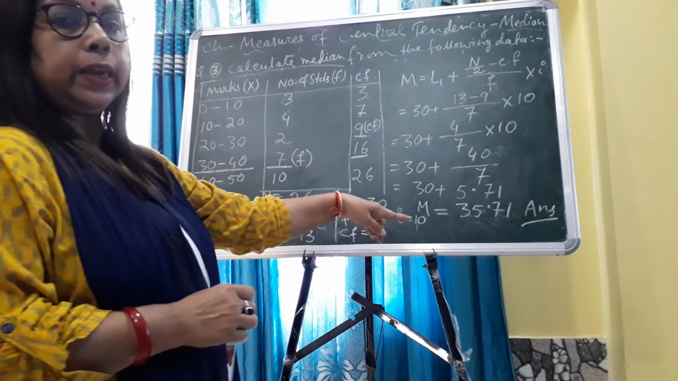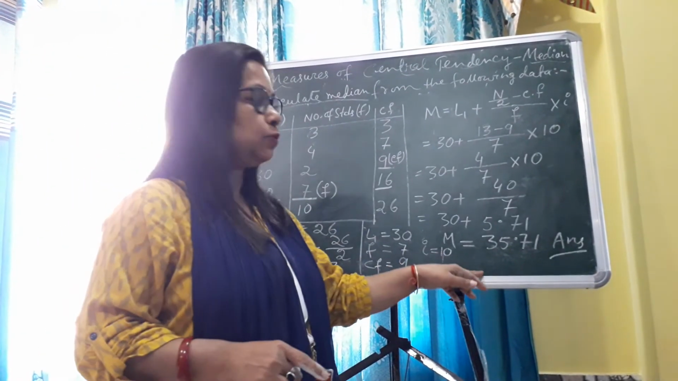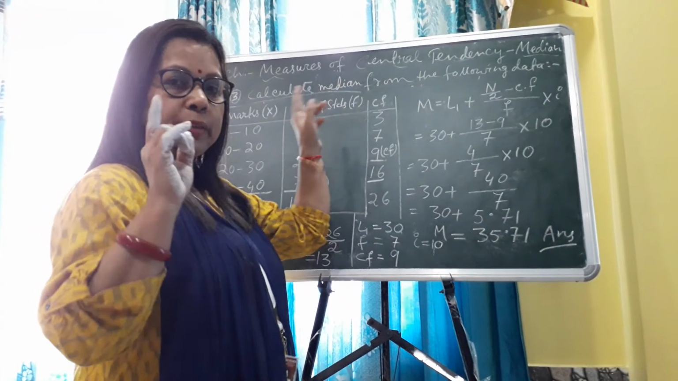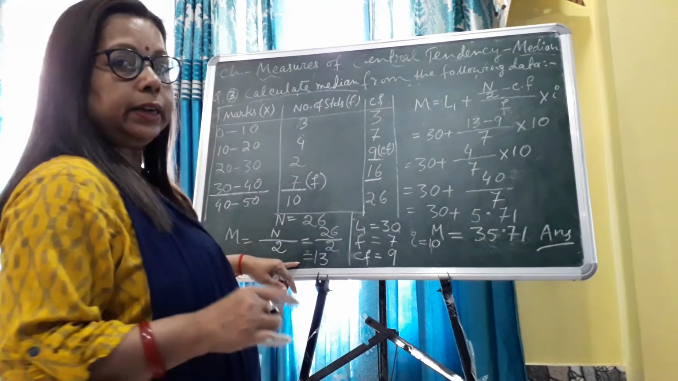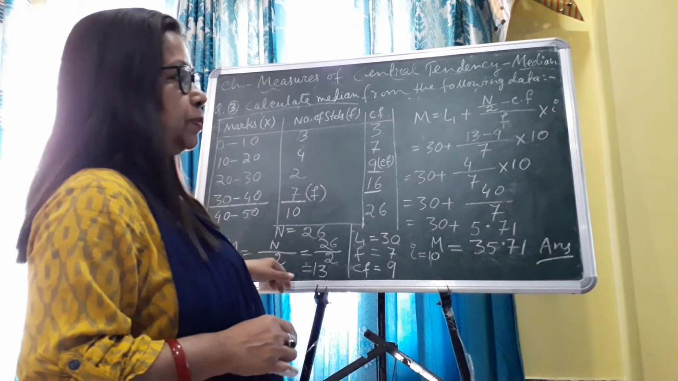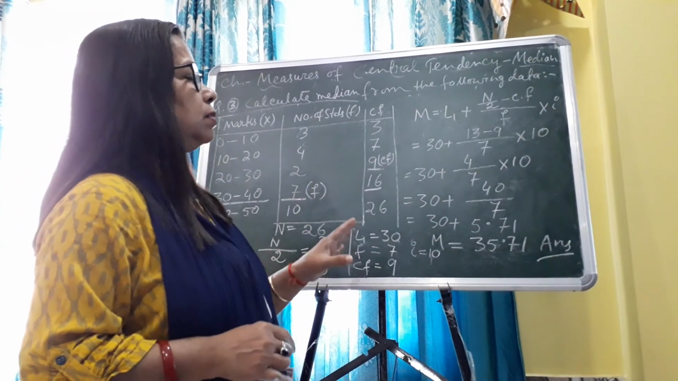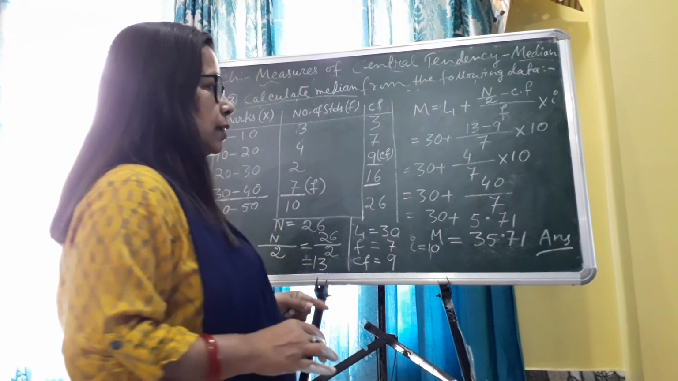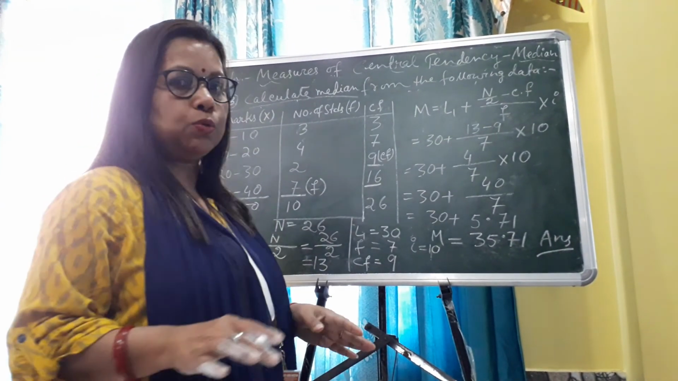So in this way, in continuous series, you have to calculate median. This is the formula you have to apply, and the basic thing you have to keep in mind in calculation is n divided by 2, not n plus 1 divided by 2. So in this way, continuous series calculation of median is completed. Next, I am going to calculate mode.